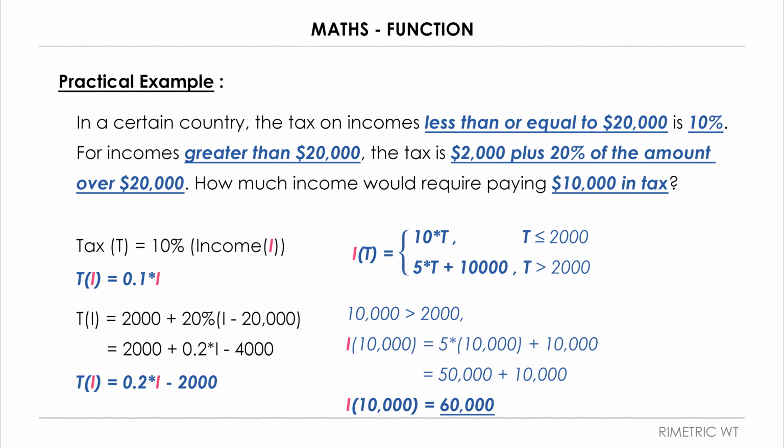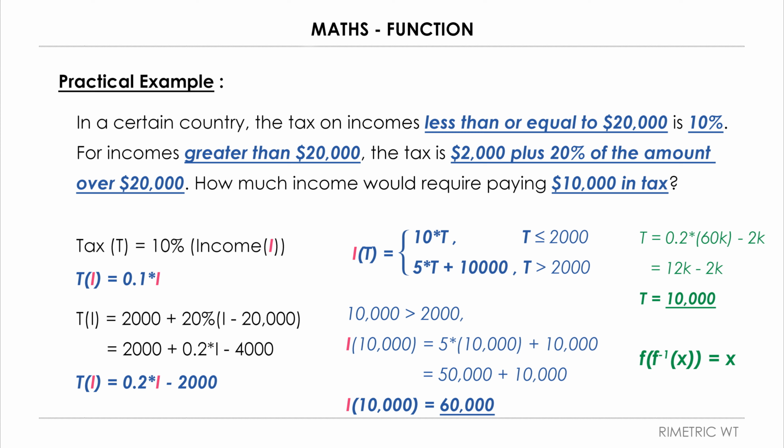We can verify our answer by substituting I equals $60,000 into the original tax function. Since 60,000 is greater than 20,000, we use the second piece, which is t of I equals 0.2 times income minus 2,000. Hence, t of 60,000 will be 0.2 times 60,000 minus 2,000, resulting in 12,000 minus 2,000, which is 10,000. Therefore, our solution checks out. And we're almost done. You can always verify your answer by composing the functions, just as we discussed in our previous video. If you've done it correctly, f of f inverse of x should always simplify back to x for every x in the domain of the inverse.